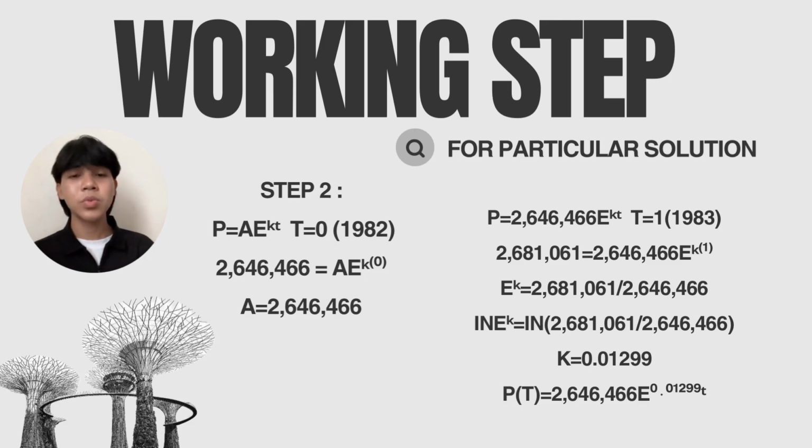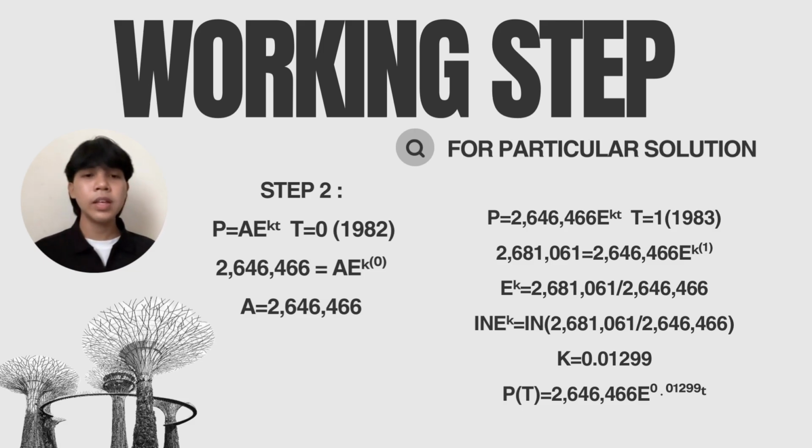2,646,466. Next, we use data from the year 1983, where t equals 1 and the population is 2,681,061. We substitute into the equation: 2,681,061 equals 2,646,466 e to the power of k. To find k, we divide both sides.